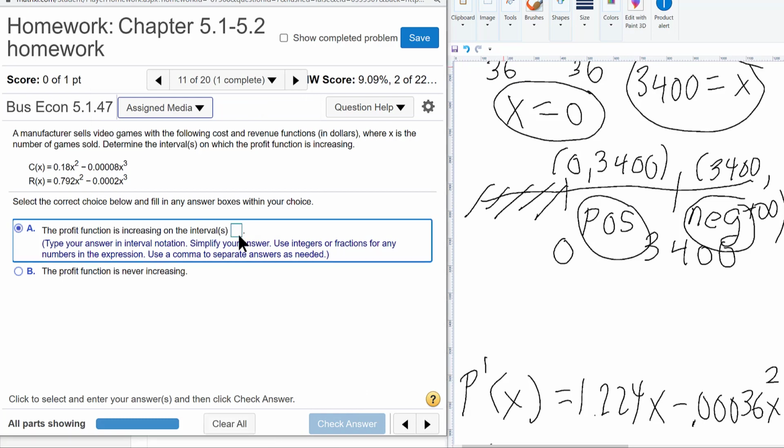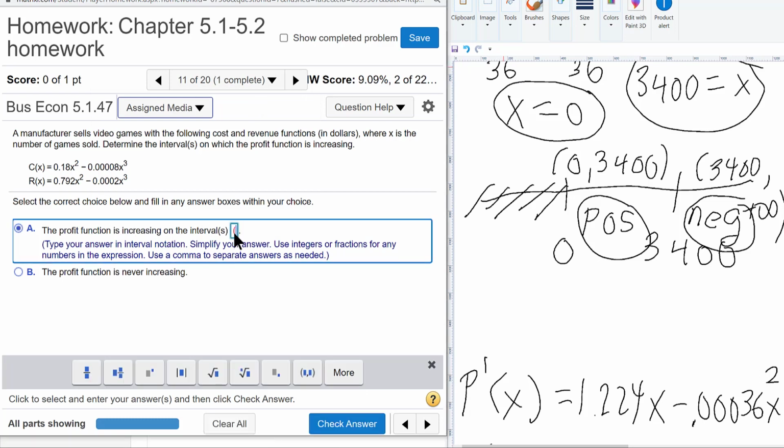So the profit is increasing between sales of 0 and 3,400. And of course, you're not selling anything at 0, but 0 is not included. So it would be at 1 unit would be where the first profit is earned.